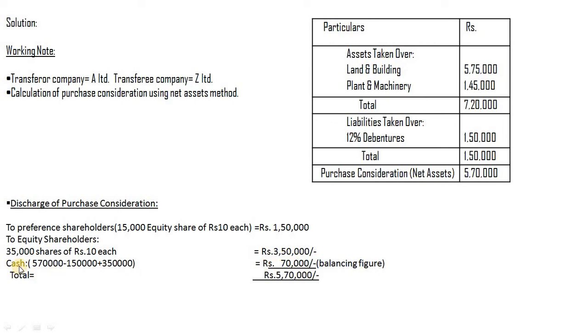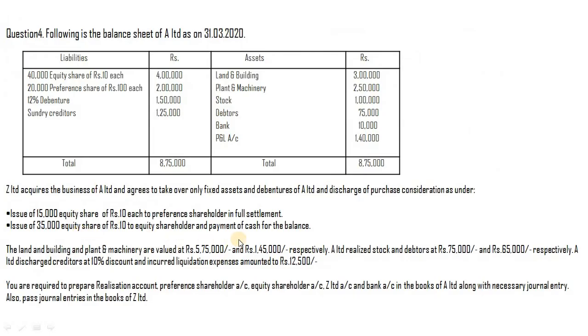Okay. We had just calculated these two things, and we had forgotten this particular point: payment of cash for the balance. Okay. So purchase consideration 5,70,000. These two, if paid, 5 lakh total value is coming, and the remaining amount, that is 70,000, will be paid to the equity shareholders in cash. I hope this much is clear, and for any questions, please ask.